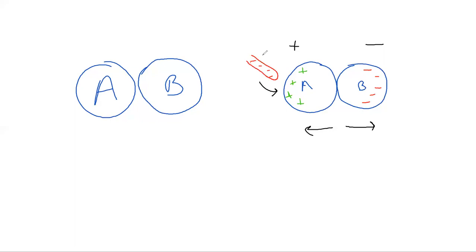Now you can actually do this with just a single sphere. We can still charge by induction. Let's say we have a single sphere, right? And it's got negatives and it has positives. Okay. Now, if we put a negatively charged rod next to it, again, okay, what's going to happen?